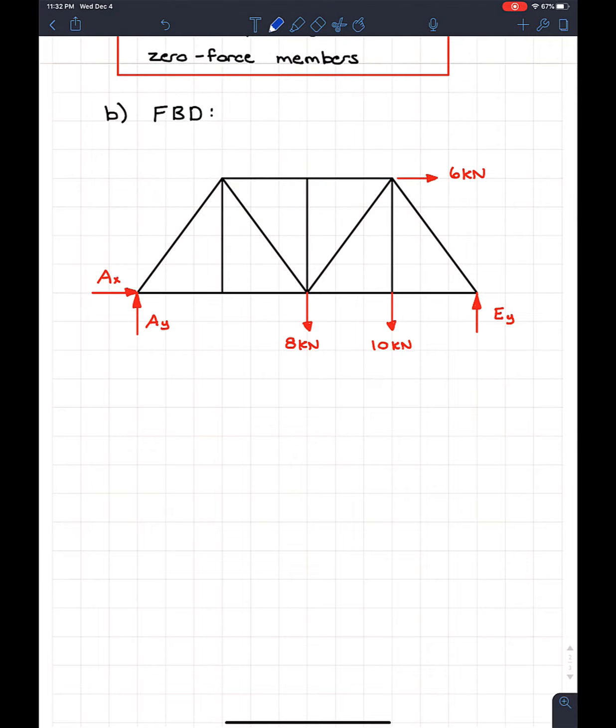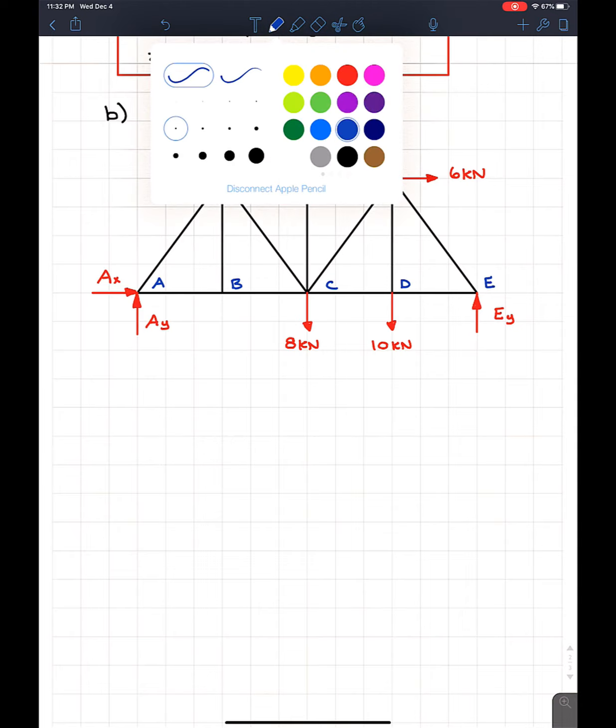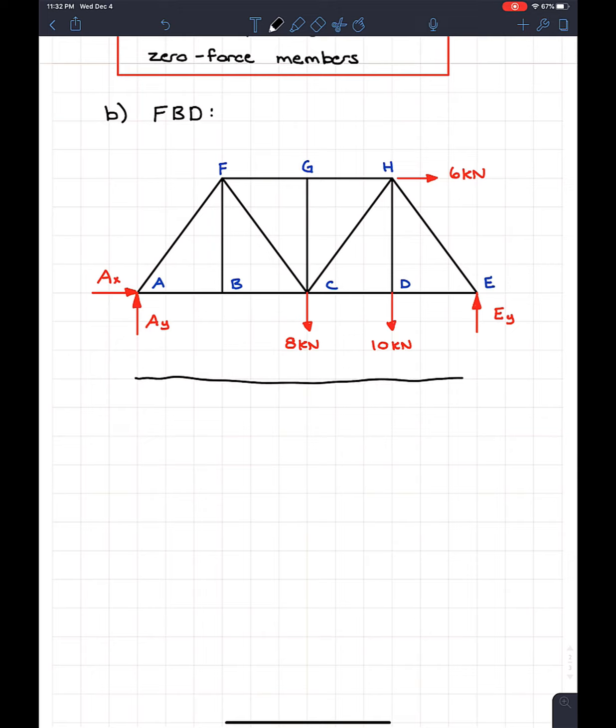A couple other things that you should add for trusses is just the joint names. So we got A, B, C, D, E, and then we have F, G, H on the top. Perfect. And finally, it wouldn't be a free body diagram without some dimensions. At the bottom, it's going to be split up into 4 segments, and each of them is 3 meters.